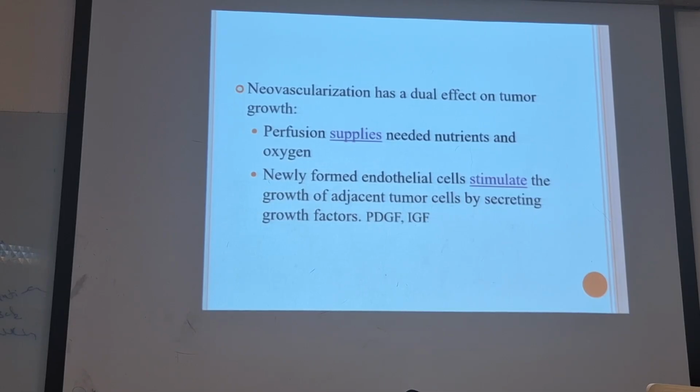Neovascularization has a dual effect on tumor growth. Perfusion supplies needed nutrients and oxygen, and also the newly formed endothelial cells. Endothelial cells are the cells inside the vessels. These endothelial cells can stimulate growth of adjacent tumoral cells by secreting some growth factors, helping the proliferation of the tumoral cells more and more.